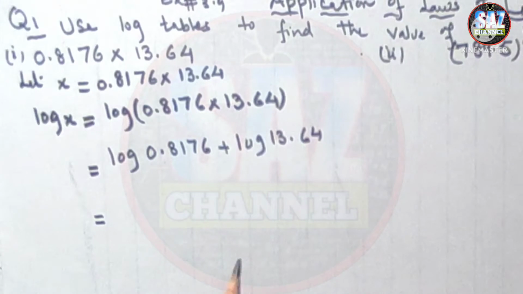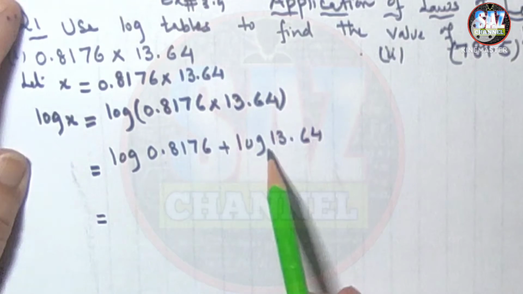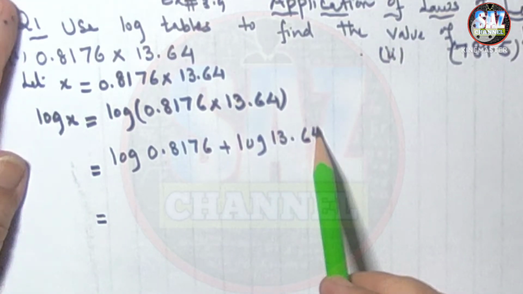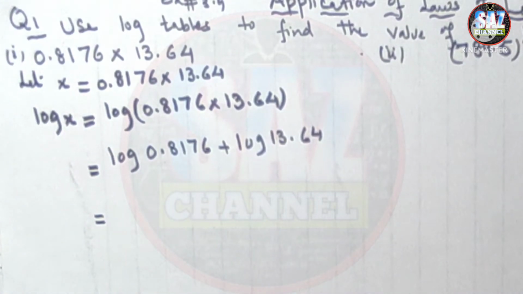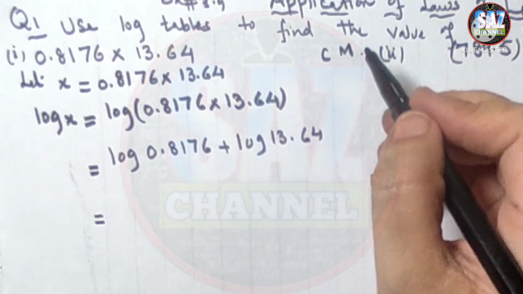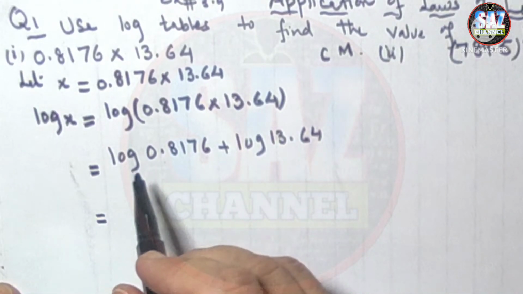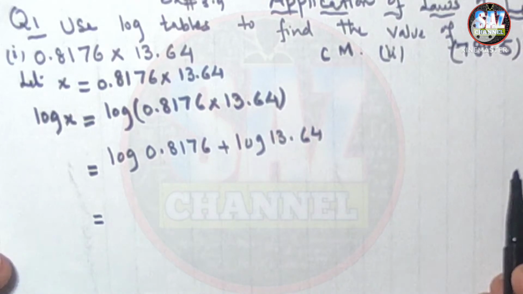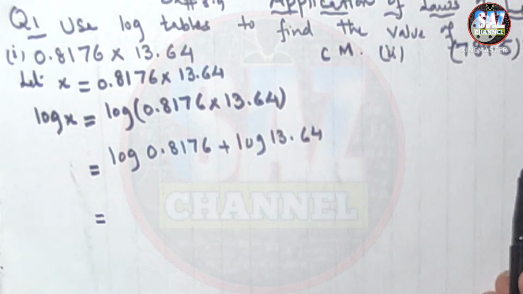Now we have to find the log of 0.8176 and log of 13.64. We know that the log of any number consists of two parts: one is the characteristic and one is the mantissa. If we look at 0.8176, how do we locate the characteristic? We know that the characteristic of the logarithm of a number which is less than 1 is always negative, and 1 more than the number of zeros immediately after the decimal point.